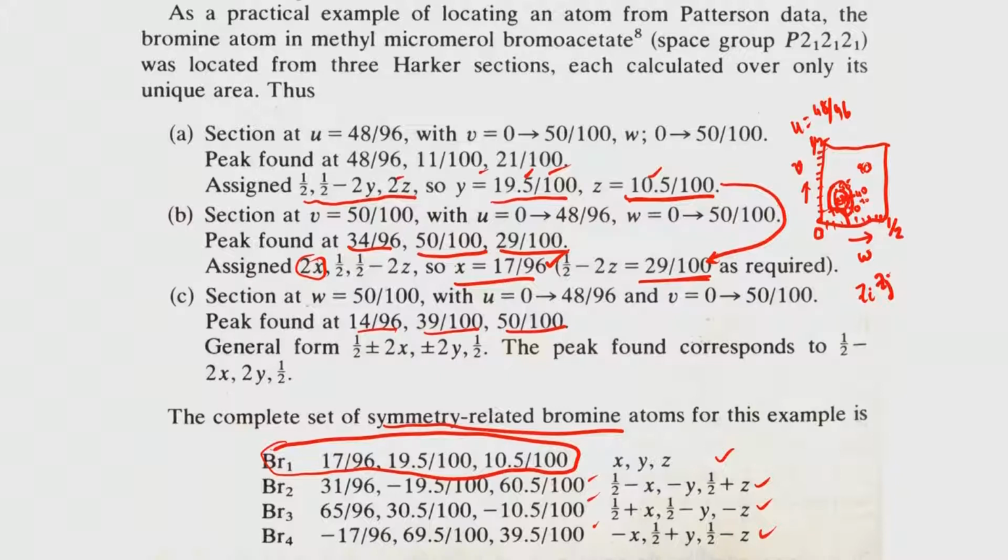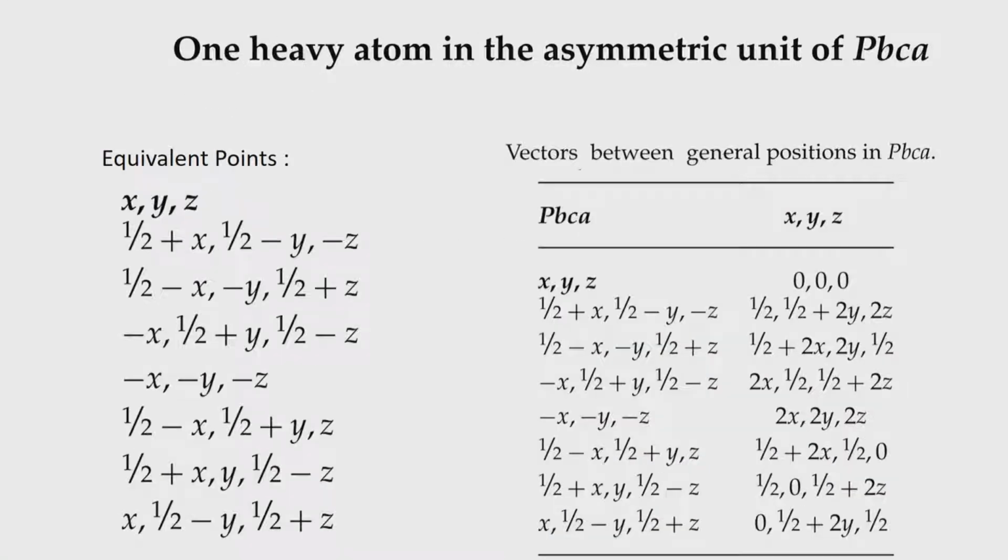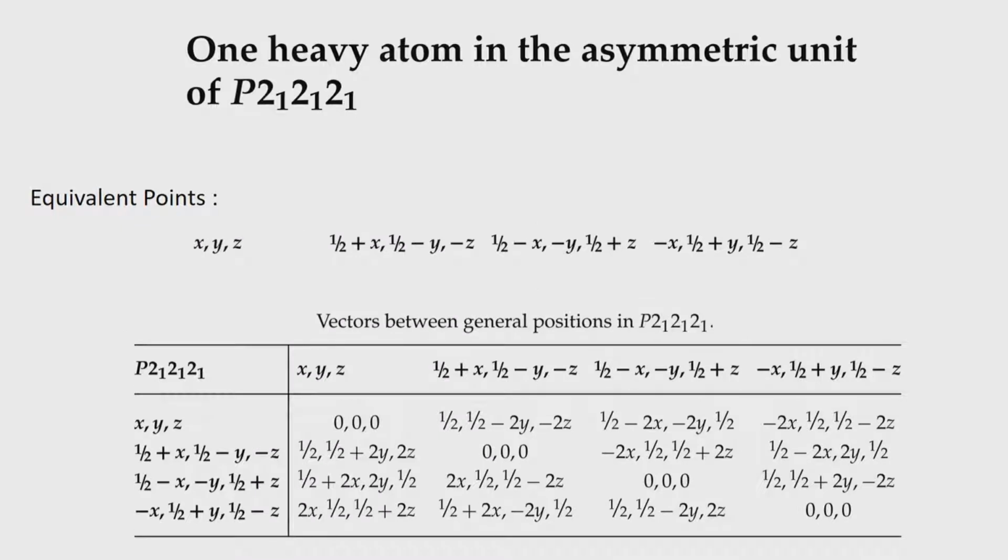So, Harker section utilization along with the symmetry that is available in the Patterson map will allow us to find the positions of the heavy atoms fairly uniquely, and particularly in systems which offer unique finding of the position of the atom. I hope I have made it clear, but just for the sake of revision, let us go through it once. Let us take the case of 212121, and that is where we have taken the example, right.